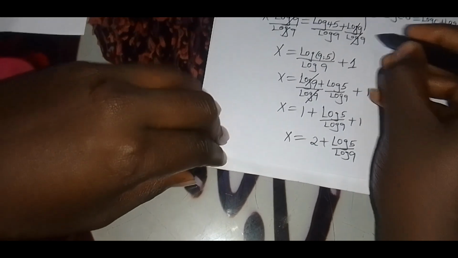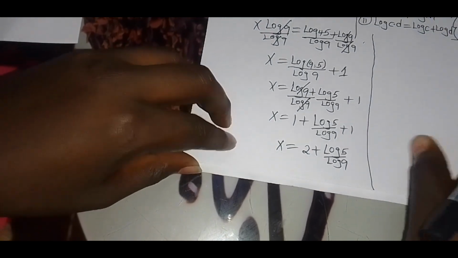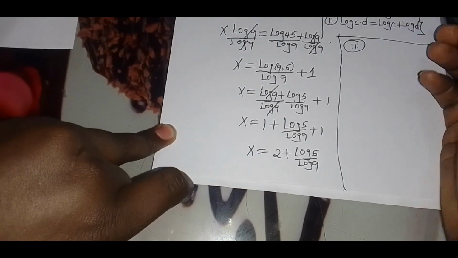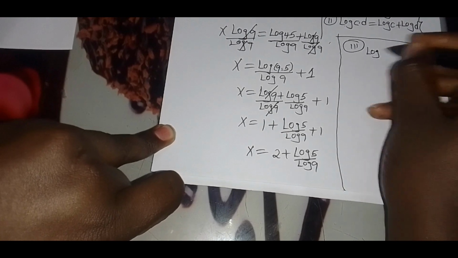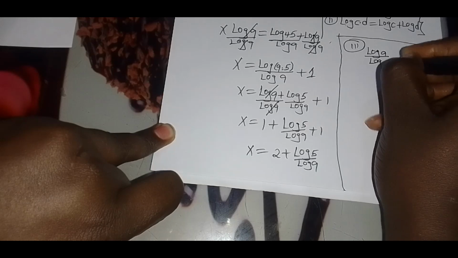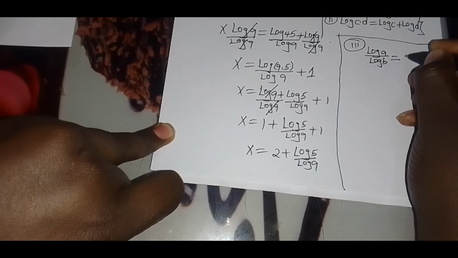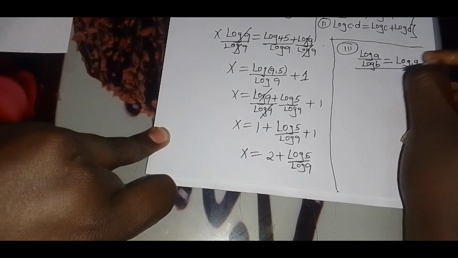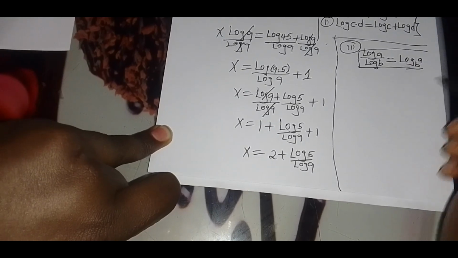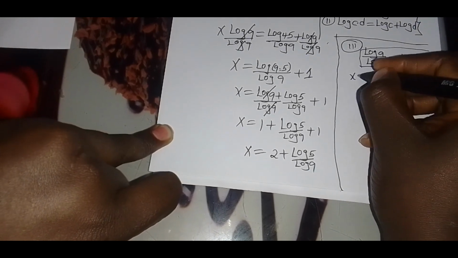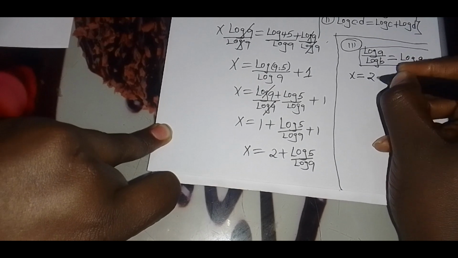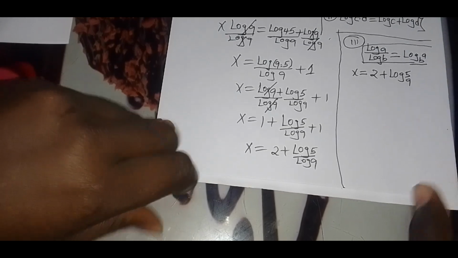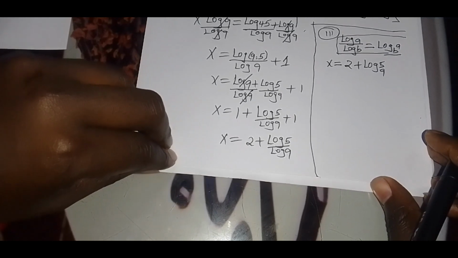Okay, now applying the third property, that if you have log a divided by log b, this can essentially be expressed as log a to base b. Okay, so we apply this property so that we'll have x as 2 plus log 5 to base 9. Okay, so that's the value of x.